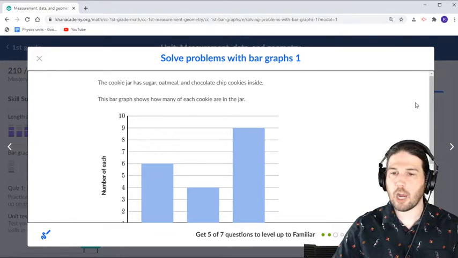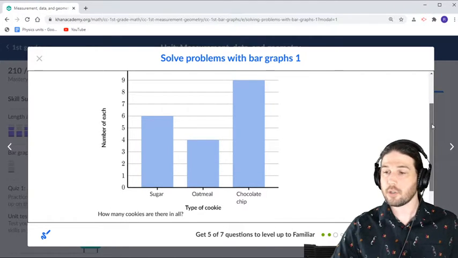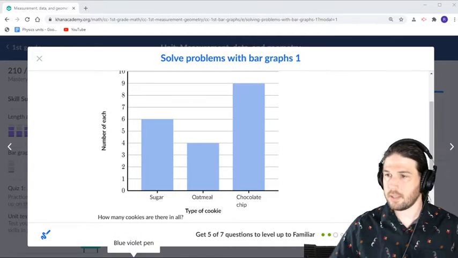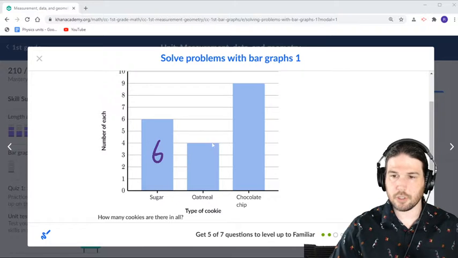The bar graph shows how many of each cookie are in the jar. How many cookies are there in all? So this is going to be an addition problem. I see that there are 6 sugar cookies. I see that there are 4 oatmeal cookies. I see that there are 9 chocolate chip cookies.